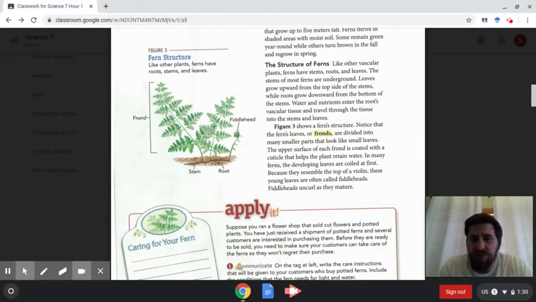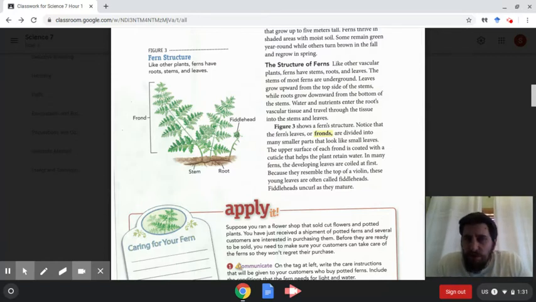Notice that the fern's leaves, or what we call fronds, are divided into many smaller parts that look like small leaves. The upper surface of each frond is coated with a cuticle. Remember, we talked about cuticle when we read yesterday's pages in the book, and a cuticle helps to keep water in so you don't dry out.